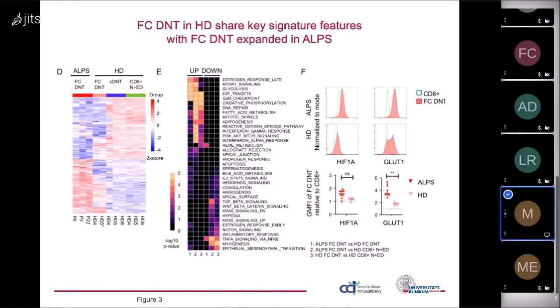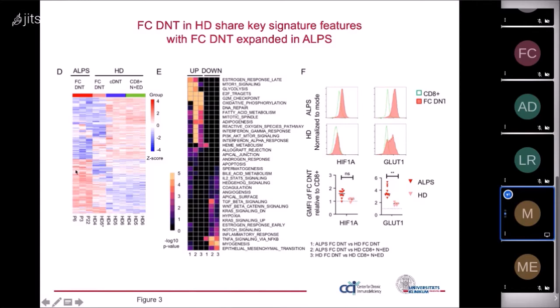And as you can see here, there was more or less one third of the genes which were similarly upregulated in patients and healthy donors. One third of the genes were similarly downregulated, and these genes up and down included some of the key signature genes. But there were also some genes actually not concordant in the dysregulation. And we wanted to know which are these genes.